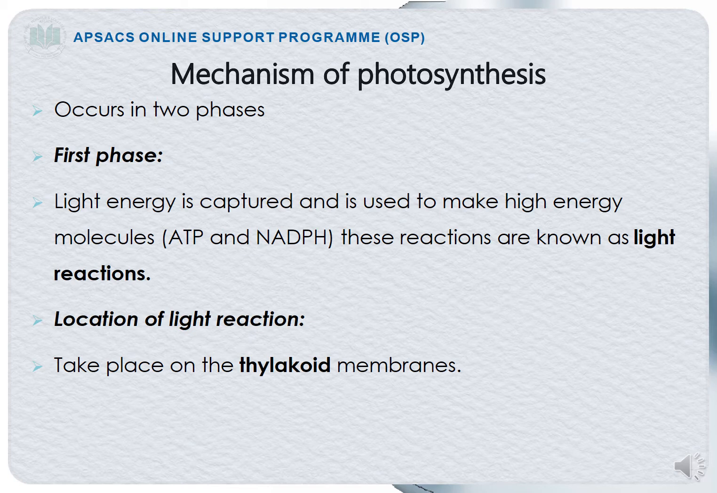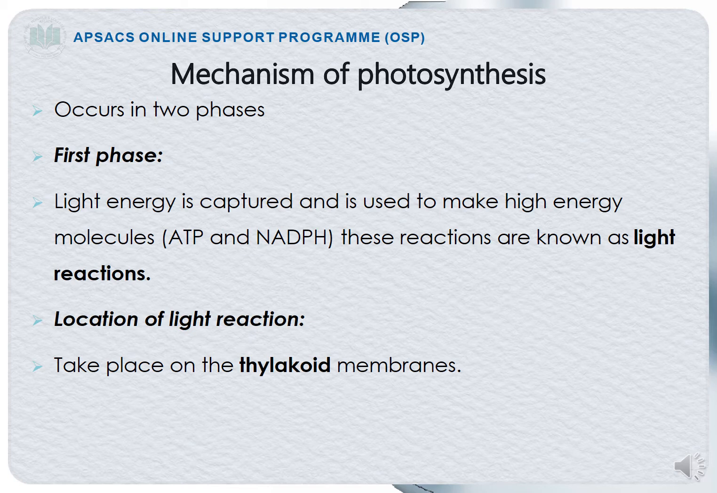What will happen whenever light energy falls on the plant body? The chlorophyll molecules that are present inside the leaves will capture the light energy, and with the help of this light energy they will make high energy molecules. What are the names of those high energy molecules? They are ATP and NADPH. These reactions are known as the light reactions.